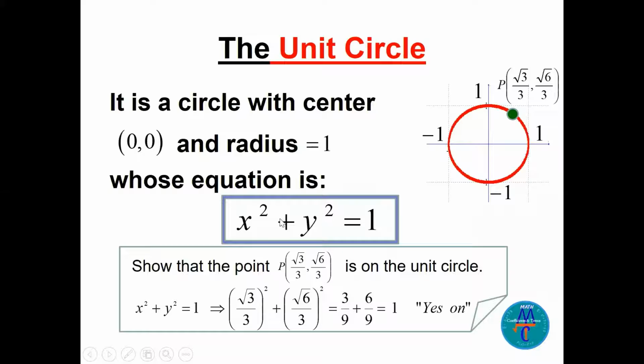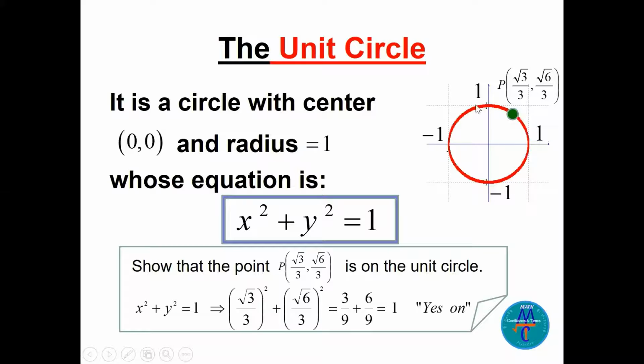So if you put it in the equation here, remember the equation? It will be x squared plus y squared is equal to 1. So x squared plus y squared is equal to 1. We call this the equation of the unit circle. I can give you 2 more pieces of information about the unit circle.